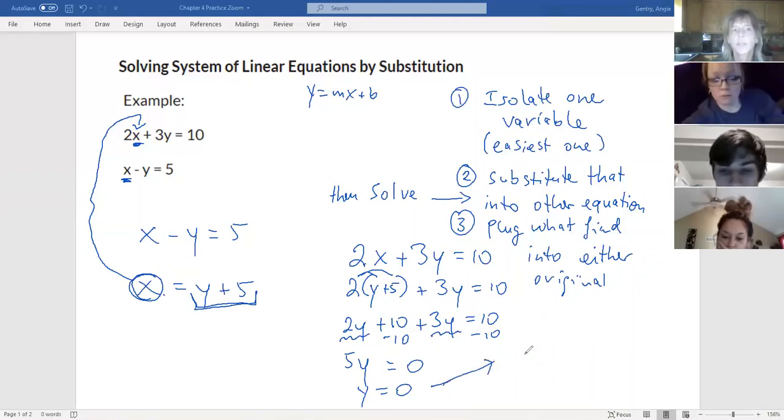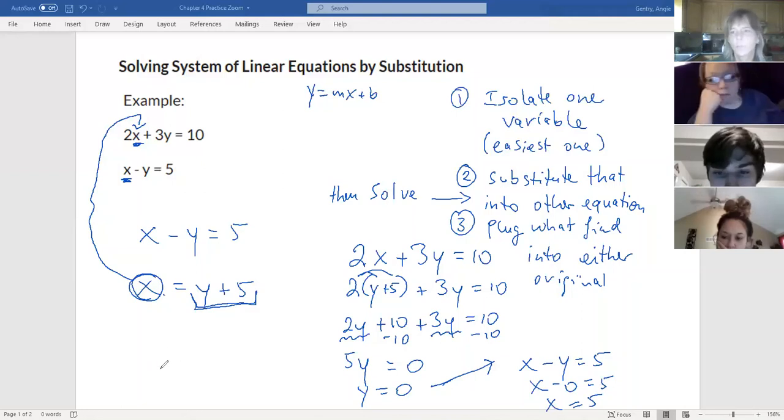So which one should I plug it into? I'm going to plug it into the one that's smaller. So the y is 0, so x minus 0 is 5, so x is 5. Now, my solution should be 5, 0.